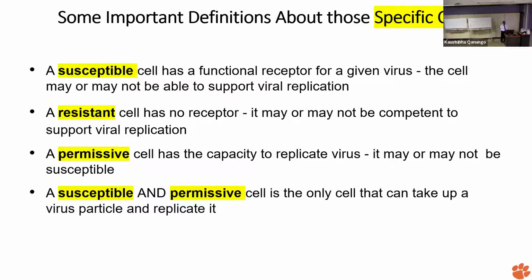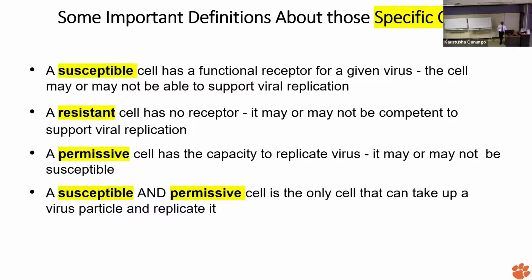Then the next one: a permissive cell has the capacity to replicate the virus, but it may or may not be susceptible. What it means is that the permissive cell may not have a receptor, so the virus cannot go in. A permissive cell has the ability to replicate the virus. So you can think of a permissive cell as being either susceptible or resistant, but it will replicate the virus. Just remember that it is the capacity to replicate the virus.